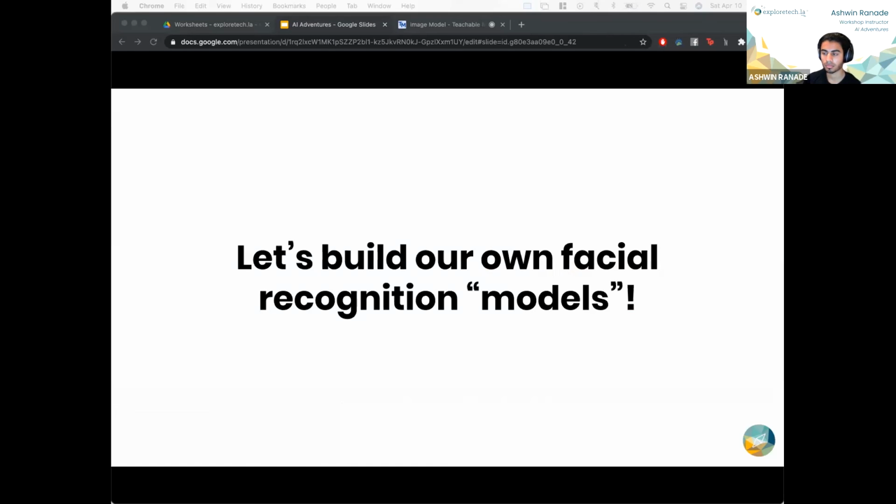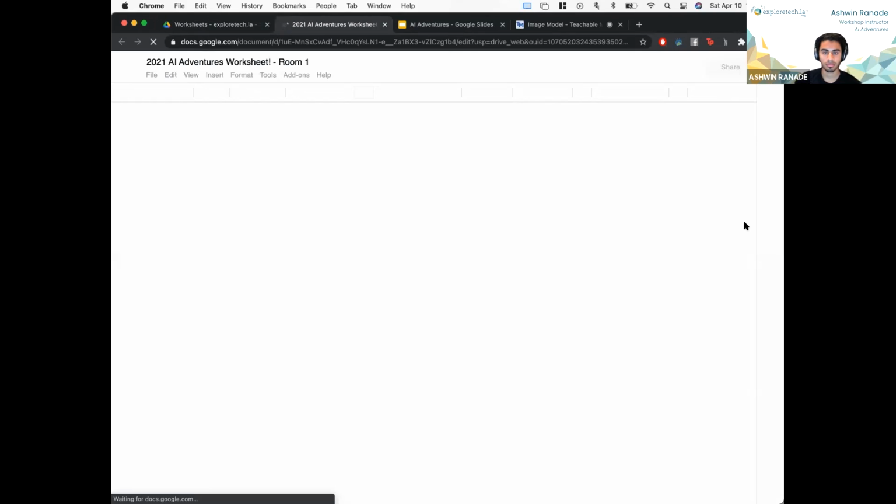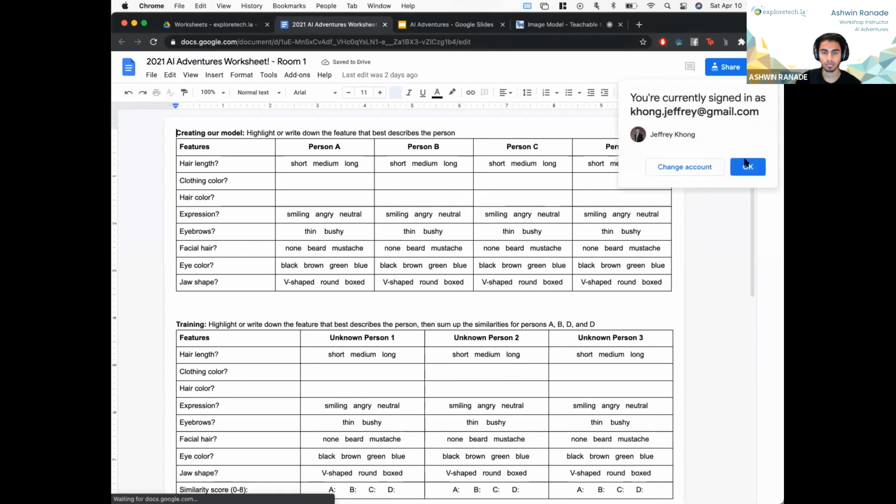So now I'm going to be putting you guys into breakout rooms so that you can work with a workshop leader as well as a small group to build your own models. Basically, we're going to be working on certain worksheets. I'll go over a quick overview of the worksheet here, but your breakout room leader will also explain it. If you can see my screen here, we're going to be seeing pictures of certain faces, person A, B, C, and D.